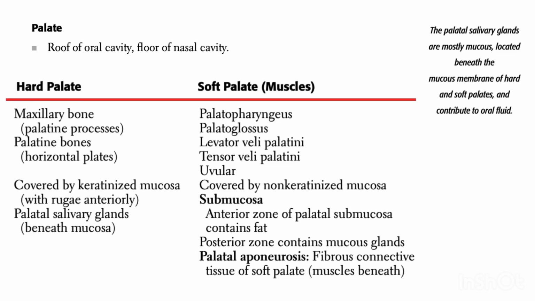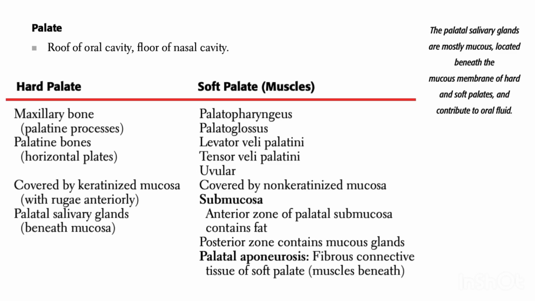Hard palate, I had already made a detailed video, but let's talk in brief about it. Hard palate is the anterior part of the palate, and soft palate is the posterior part of the palate. Hard palate, why is it hard? Because it is made up of bone. And which bones? Palatine process of maxillary bone and horizontal plates of palatine bone. So basically maxillary bone and palatine bones.